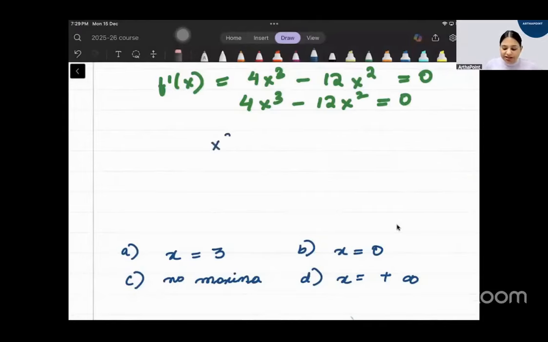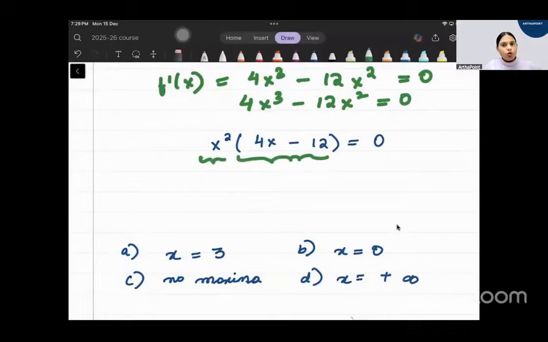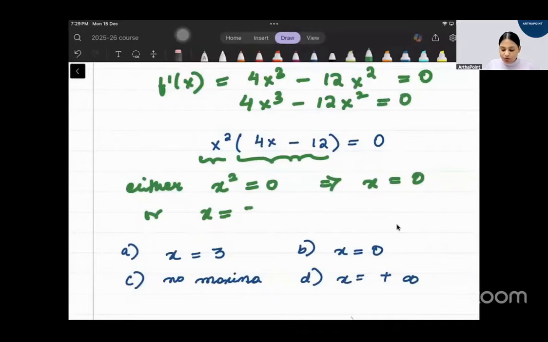If I would have taken x square common, I would have got 4x minus 12 equal to 0. The product of two things is 0. दो चीजों को मल्टीप्लाई करके 0 कब आता है? When one of them is zero, दोनों में से कोई एक जीरो होना चाहिए. So it means either x square is zero or x is equal to 3. Both of them are fine.